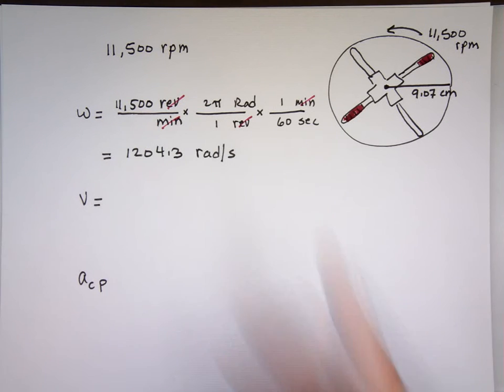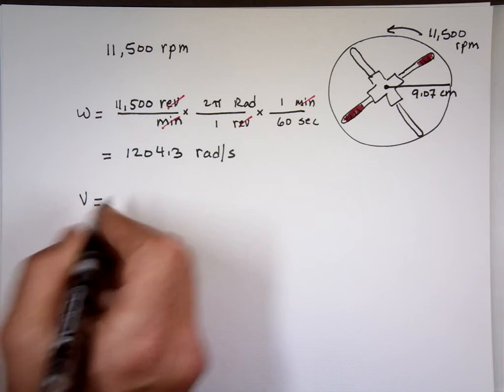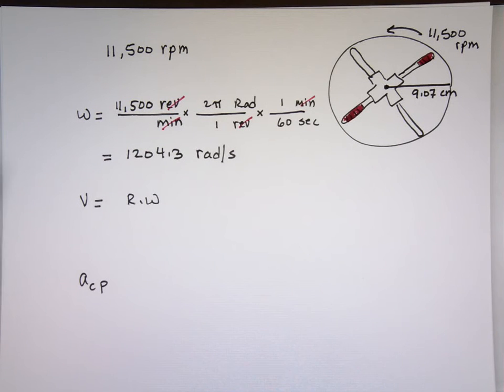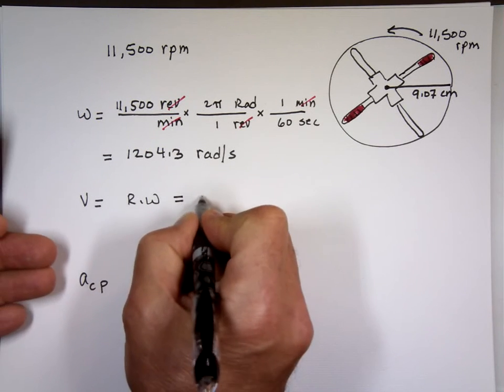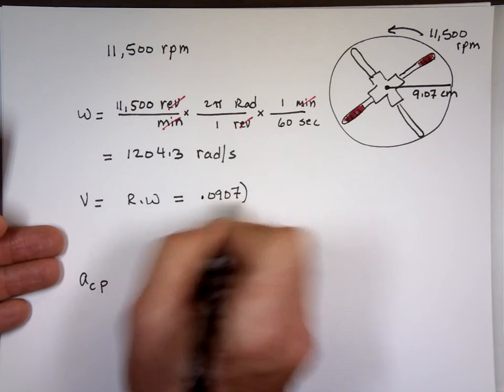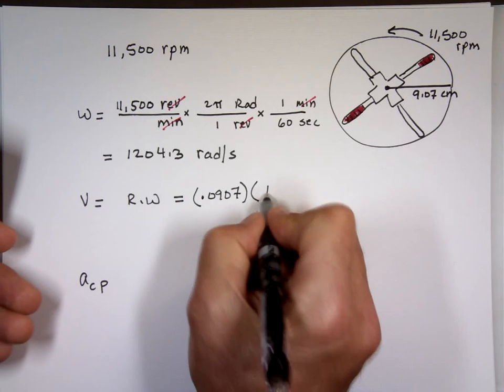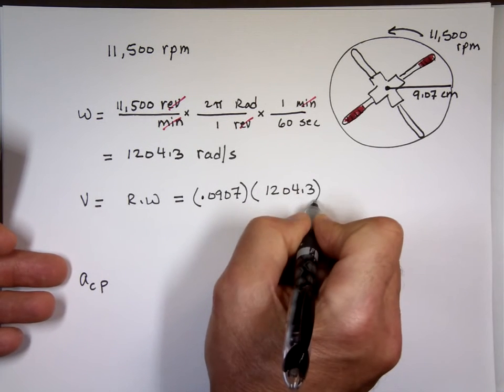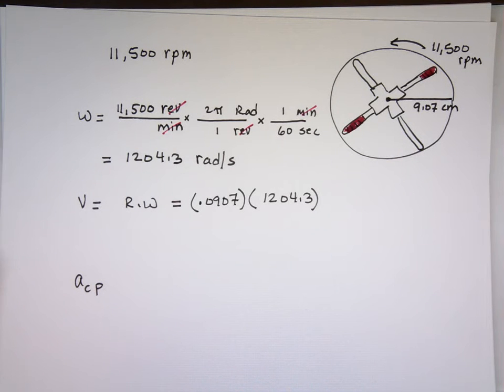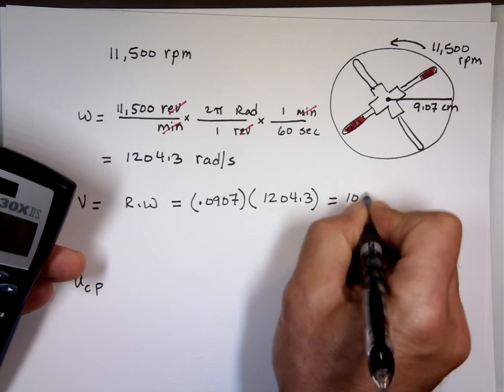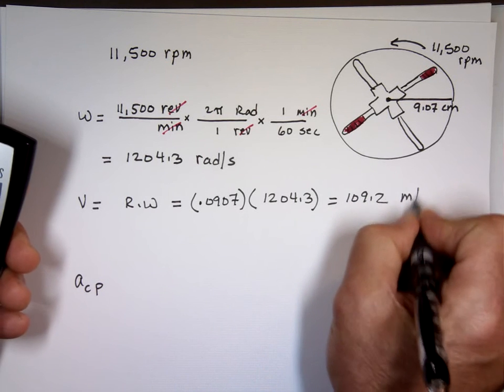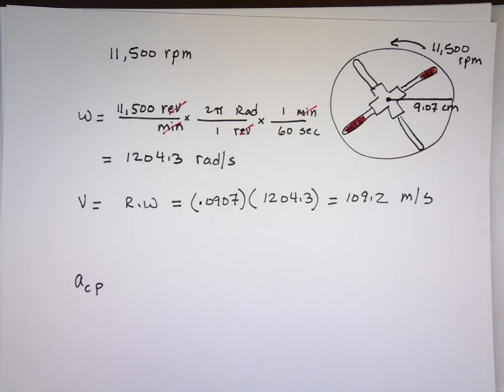We're looking for W. Velocity V is R times W. R is 0.0907, you have to convert that to meters, times W, which is 1204.3, which is 109.2 meters per second. That thing spins. Just to give you a heads up, that's spinning at a speed of 246 miles per hour.